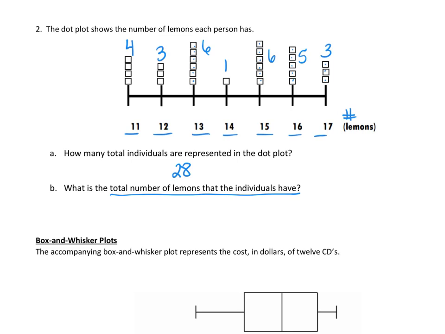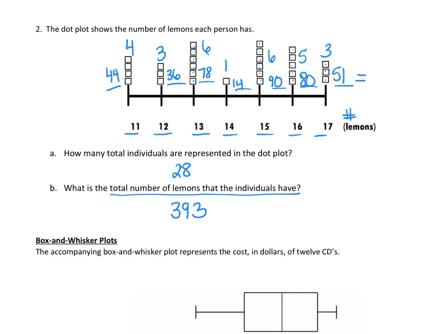So 4 people have 11 lemons. So that means there's 44 lemons here. 3 people have 12 lemons. 6 people have 13 lemons. 1 person has 14 lemons. 6 people have 15 lemons, which means I have 90 for that column. 5 people have 16 lemons, and 3 people have 17 lemons. So these are the total number of lemons for each group. Now I have to add all those together, and when you do, you get 393 lemons.